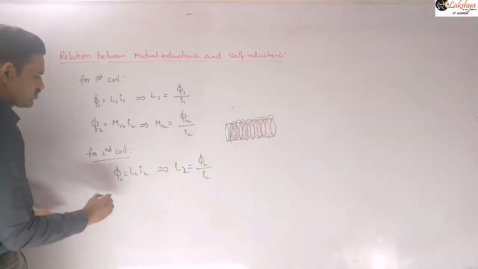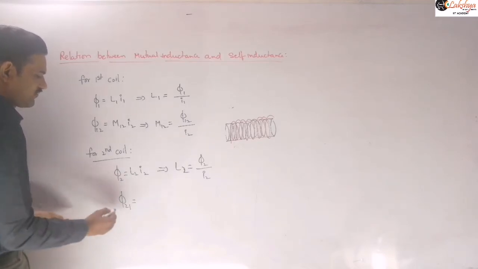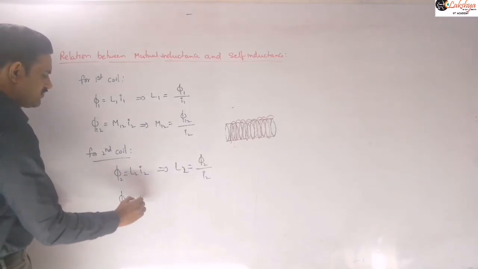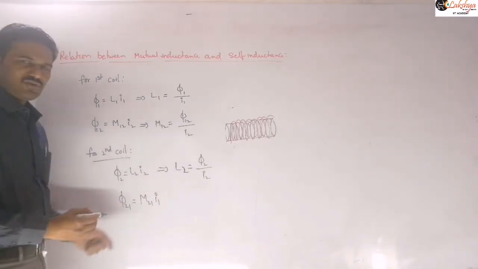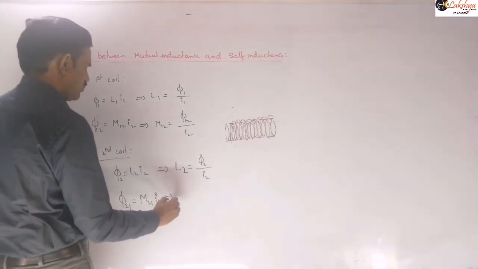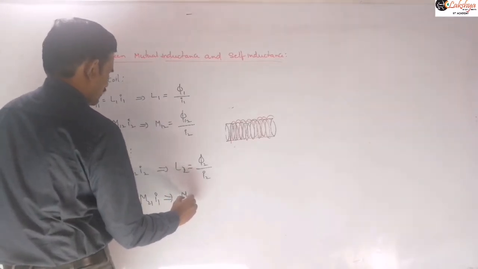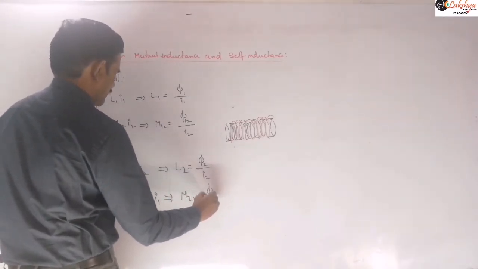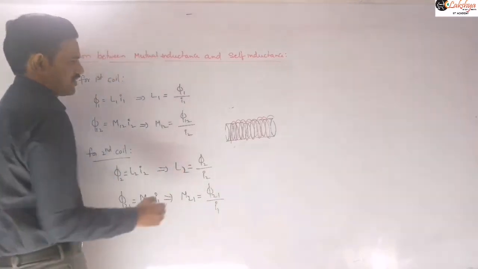Next, similarly for mutual inductance, I am writing here: the mutual inductance of the second coil. The flux of the second coil due to the first coil will be equal to M21 into I1, so it depends on the current in the first coil. So this value we can write as M21 is equal to phi 21 by I1. So these are our values there, right?